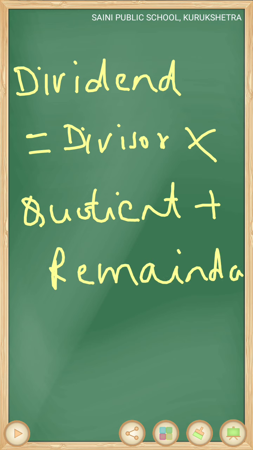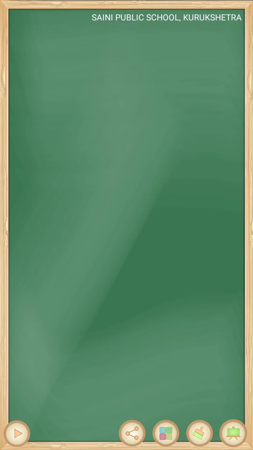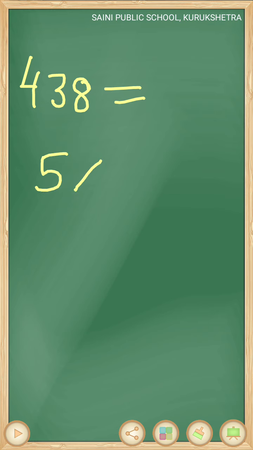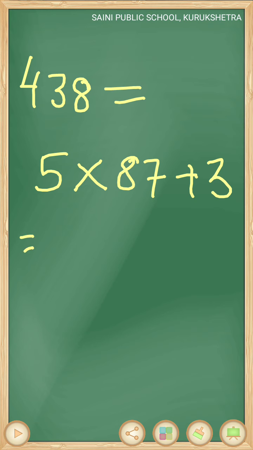First of all, we will multiply the divisor and quotient and then we will add the remainder to that number. It should be equal to the dividend. Let us check our answer. In our question, our dividend is 438. It should be equal to divisor into quotient. Our divisor is 5 and our quotient is 87, and then we will add the remainder, which is 3. So it will become 5 into 87 plus 3.